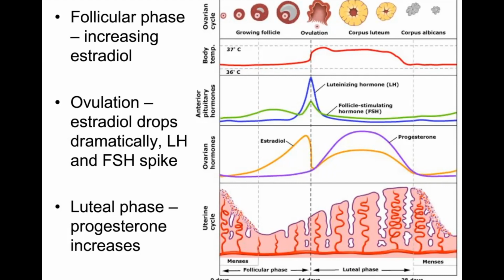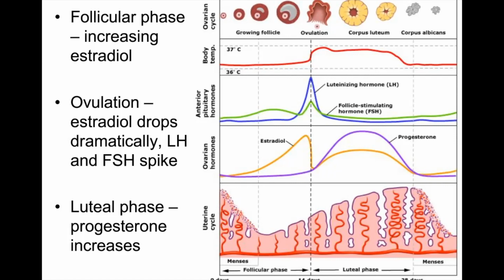And you can also see that the follicle up at the very top there is growing within the ovary during this phase. Then at ovulation, you see a dramatic drop in estradiol that is followed by a spike in luteinizing hormone and follicle stimulating hormone. You also see a clear body temperature jump, really as much as 1 degree in body temperature here. Then you see the onset of the luteal phase.